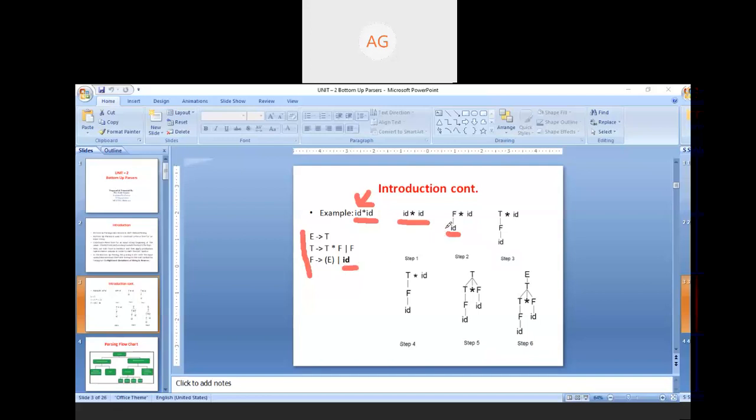So basically you need to write id and then you need to write the f, because f produces id. So this is step 2. Then you can see in step 3 the third production, which is t produces f. So you need to write where the f will be parsed from. As the production is t produces f, the f can be derived from t. So you need to move that f is derived from t. So this is the third step.